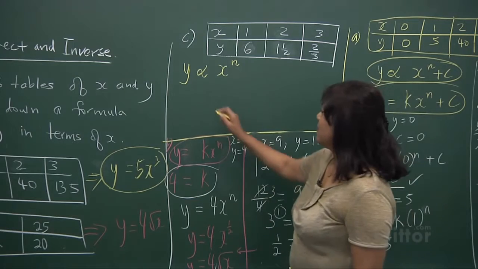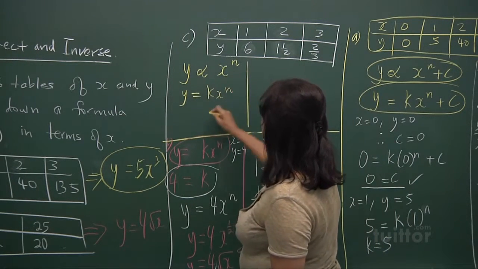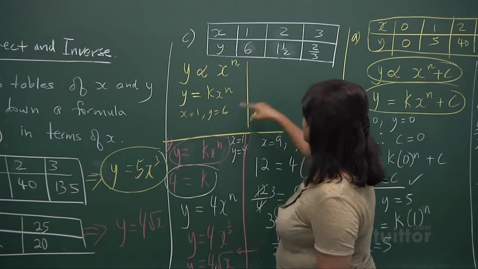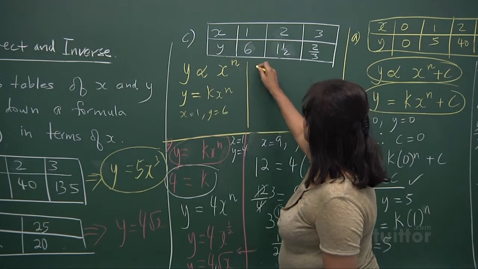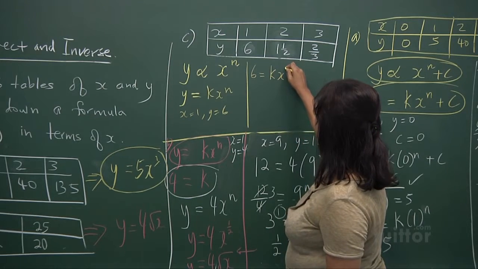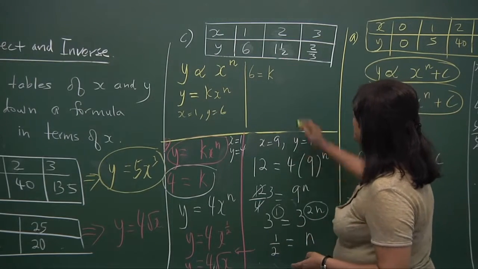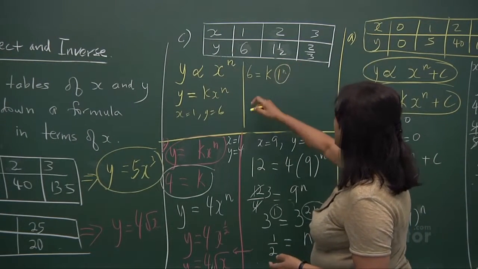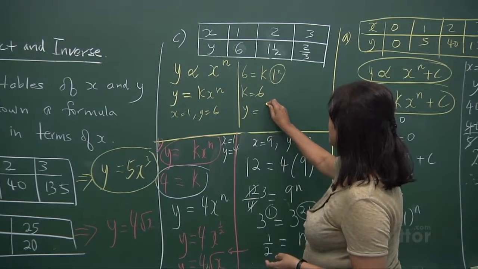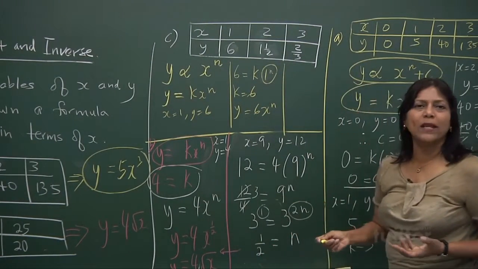So let's find out. So y is equal to kx^n. And now when x is 1, y is 6. Alright? So we can say, y is 6, and x is 1, x to the power of n, and your x is 1. Oh, beautiful. 1 to the power n is still 1, so your k is 6. So y equals k, which is 6x^n. We now need to solve what is n.